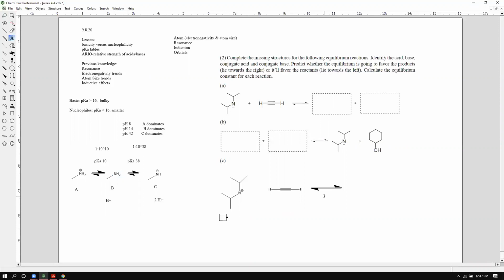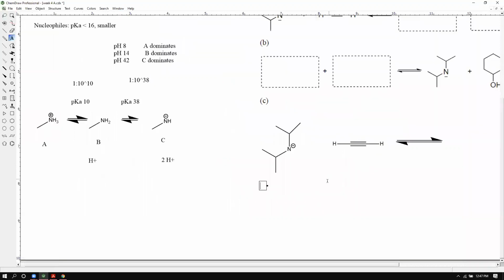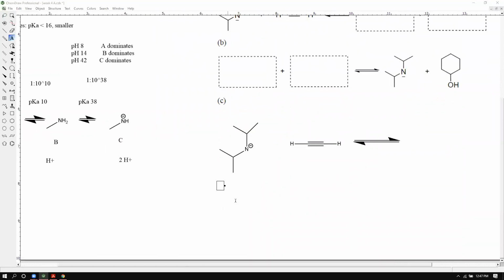Now, because I labeled the protons, this should be pretty quick. What's A? Yep, it's going to be the acid because it's got that nice negative charge. Or, yeah, base, sorry. Come on. This one's going to be what? Acid.